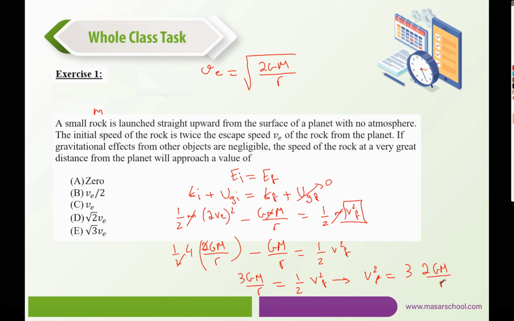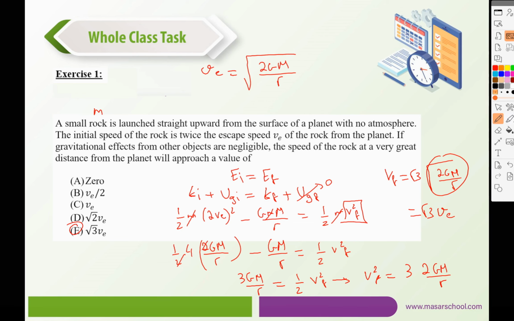Now why have I done the following representation? Because we need to express our answer in terms of the escape speed. And if we do the square root, then Vf would be the square root of 3 multiplied by the square root of 2GM divided by r. Now this is the escape speed, so that would be radical 3 Ve, and the correct answer is given by E.